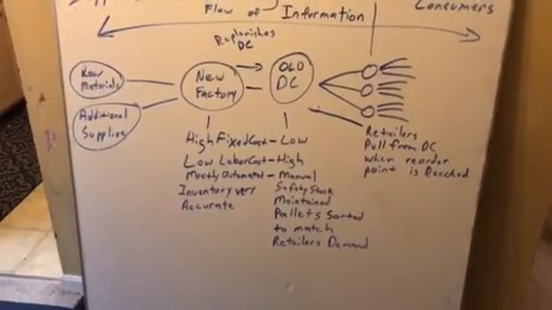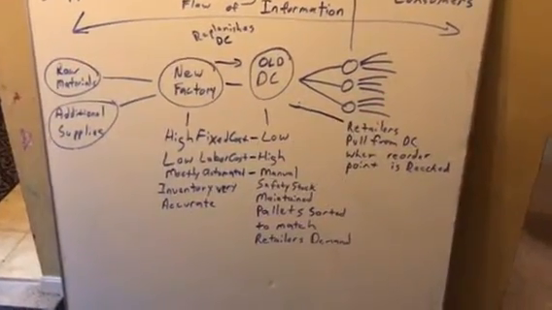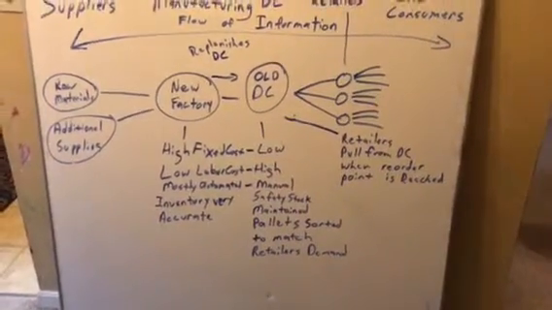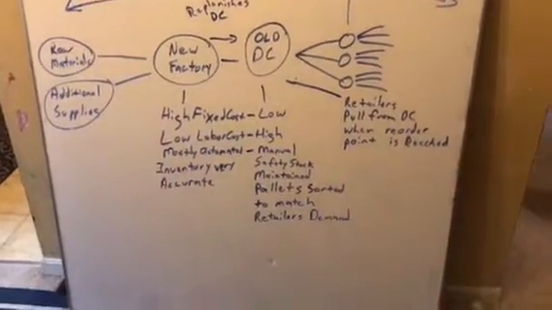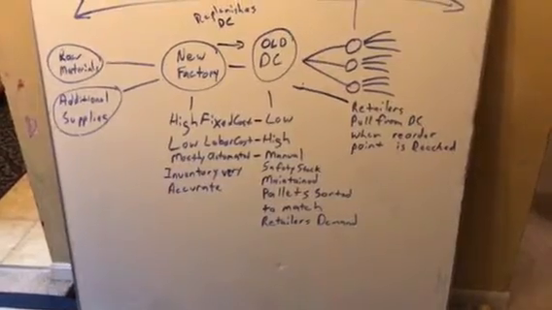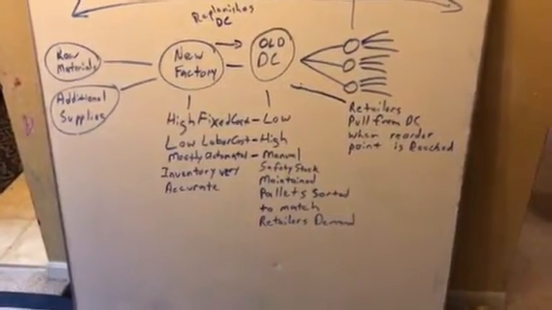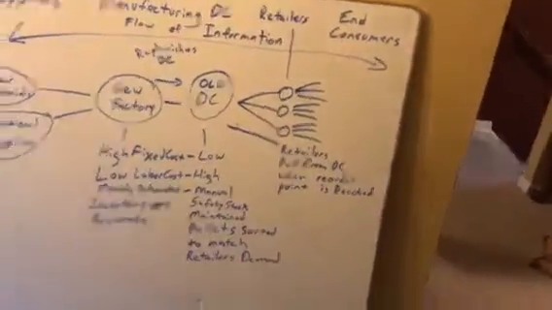For the old distribution center, the fixed costs are low, but the labor cost is high. It's mostly manual. It's where we keep our safety stock. It's where our pallets are sorted to match the order, to match the retailer's demand.